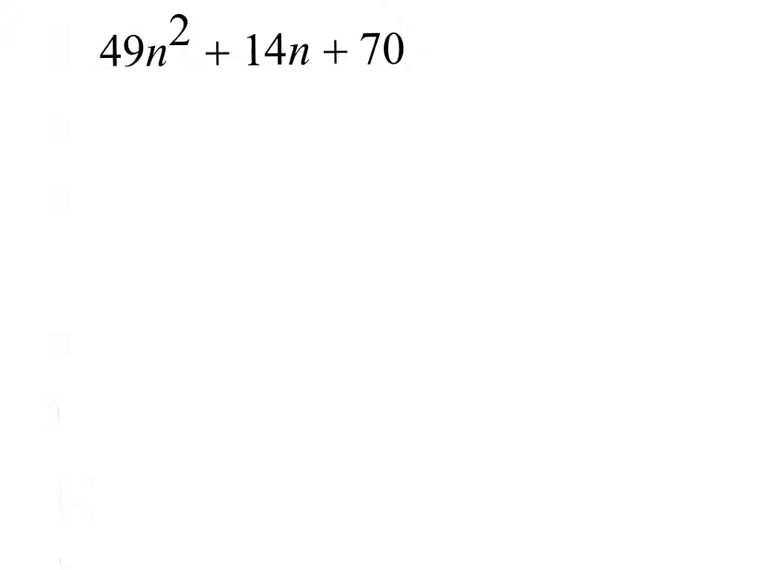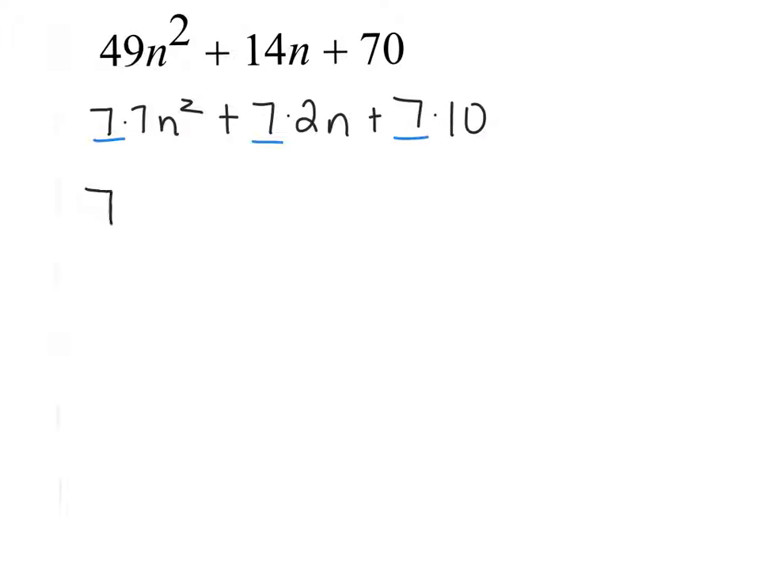Here's another problem, and if you look at that very carefully, you'll notice that 7 goes into each one of those terms. So 49 can be written as 7 times 7n squared. 14 can be written as 7 times 2 times n, plus 7 times 10. So now we can eliminate each one of these 7s, and we actually don't eliminate it, we just pull it out front. So we take that 7, and of course that's called factoring. We're factoring that 7 out. We end up with 7n squared plus 2n plus 10.